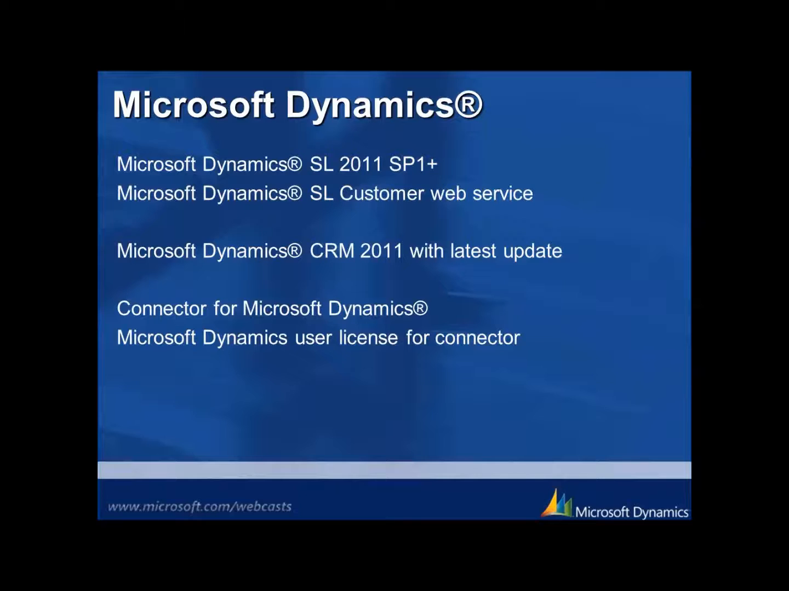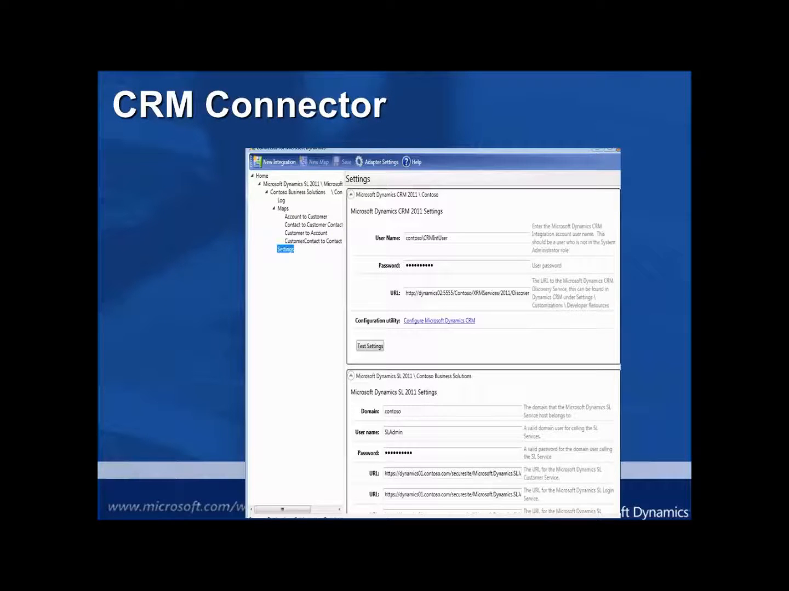You will want the SL Customer Web Service. You are going to want CRM 2011 with the latest updates. As you noticed in Jeff's demonstration, that connector. You will need that connector for Microsoft Dynamics, so it's the two products in talk, and the Microsoft Dynamics User License for Connector. For CRM, as with the other ones, there is a part where you need to go in and set up your default and connection information. Once you set that up, you're pretty well good to go.